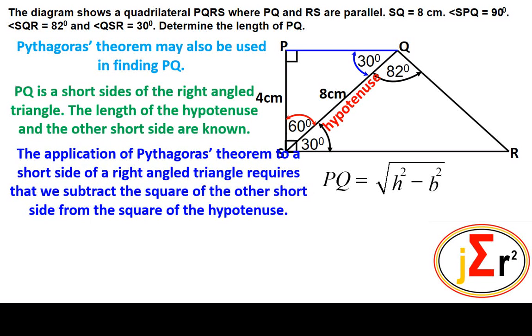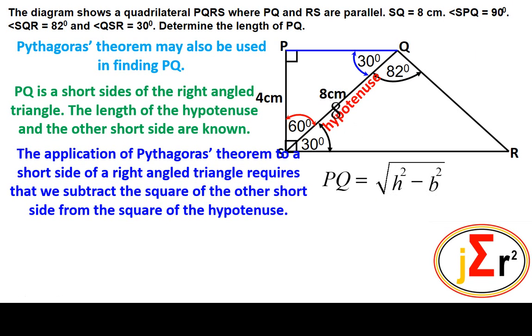When we are finding the hypotenuse, the square of the hypotenuse is equal to the sum of the squares of the other two sides. However, when we are finding one of the shorter sides, then we will subtract the square of the other short side from the square of the hypotenuse. Then we will take the square root of the result, as implied by the formula that we have here.